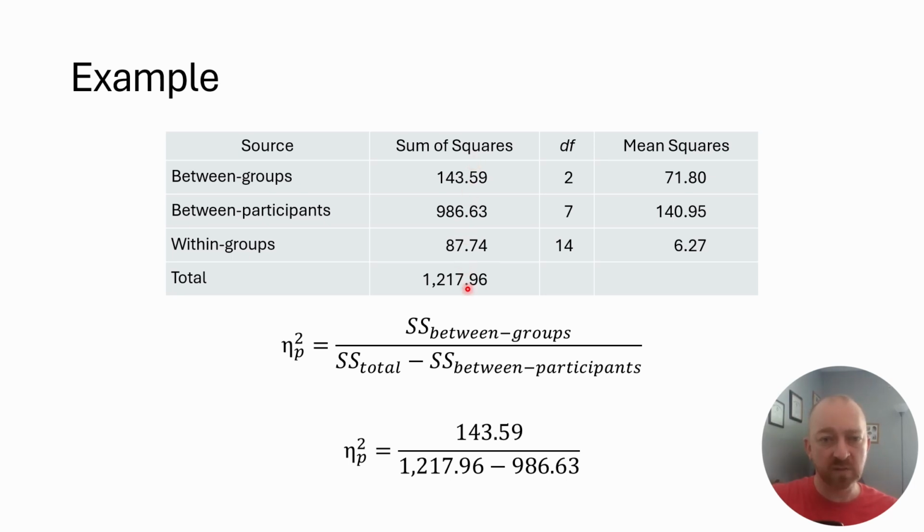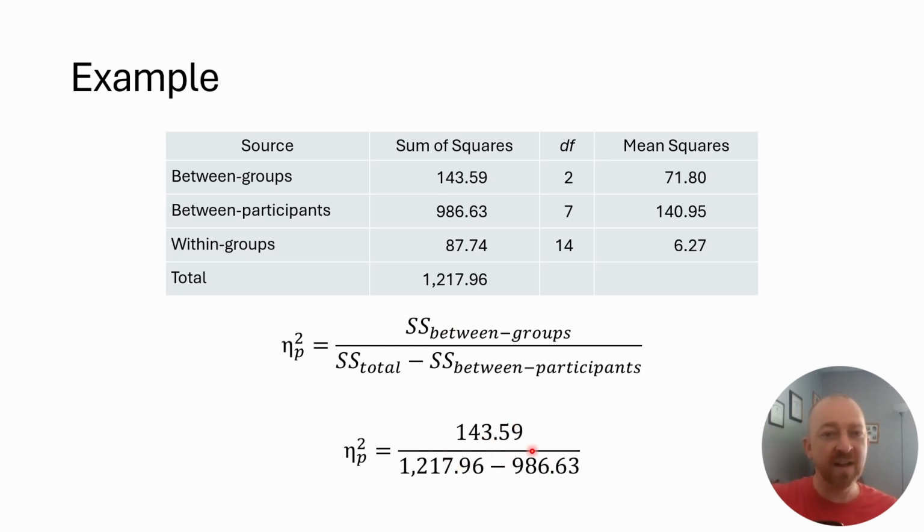All of the sums of squares are found in this column, and we're specifically looking for the between groups variance. In this case, we have 143.59. That, of course, becomes the numerator. Now, we need these sums of squares for the total variance, which is right there. Sums of squares, total variance.